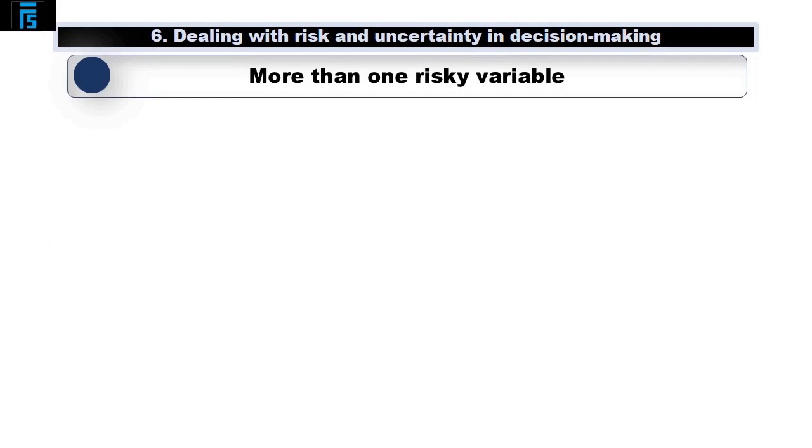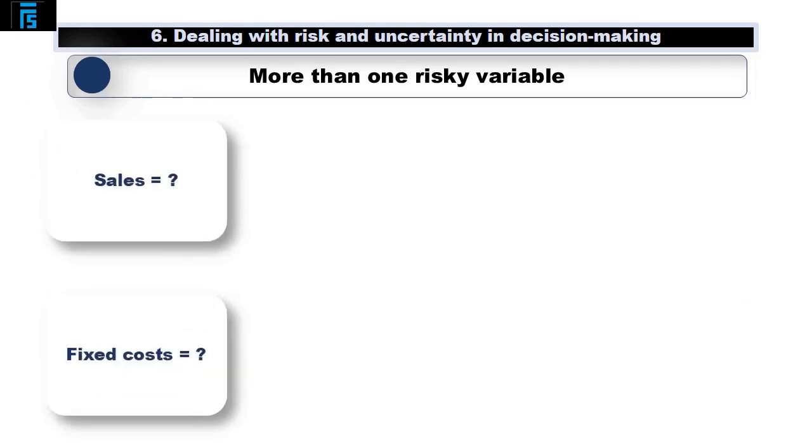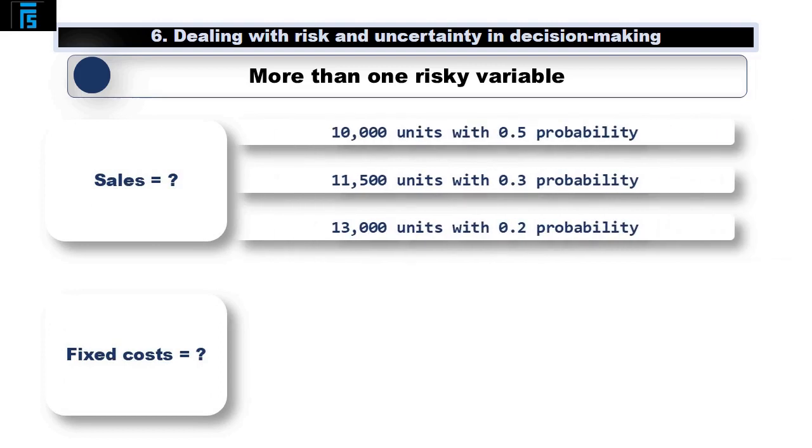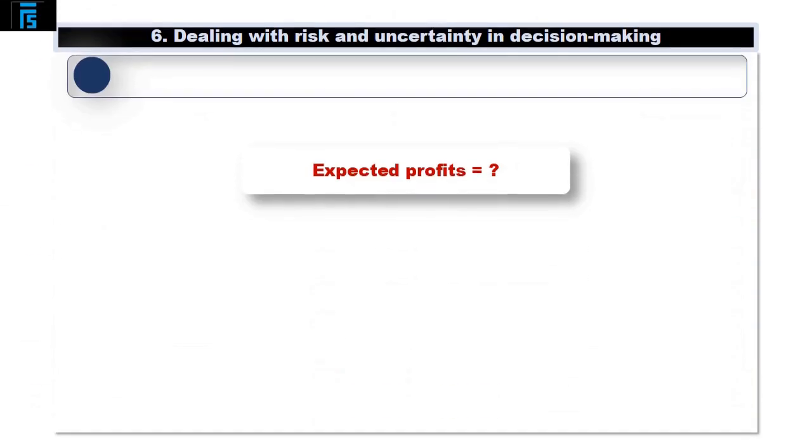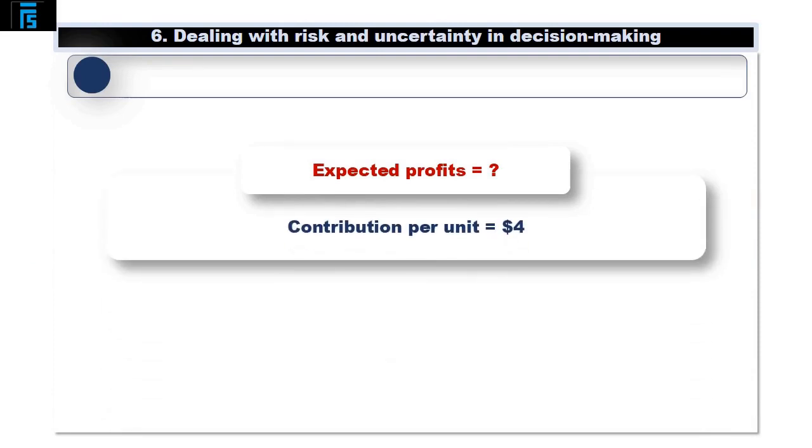Sometimes we may face more than one risky variable. For example, suppose we're unsure as to what sales might be and fixed costs. We think sales might be 10,000, 11,000 or 12,000 units with a probability of 0.5, 0.3 and 0.2 respectively. We also believe fixed costs could be $10,000, $11,000 or $12,000 with a probability of 0.3, 0.3 and 0.4 respectively. Suppose we wanted to calculate, as a risk-neutral decision maker, what expected profits are if contribution per unit is $4.